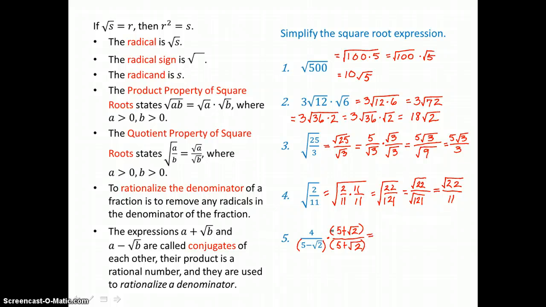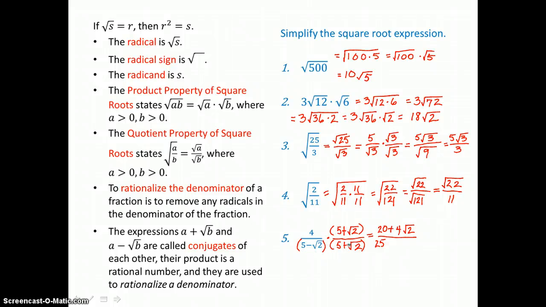So in the top we'll distribute: 4 times 5 is 20. And 4 times the square root of 2 is 4 square roots of 2. In the denominator, we're going to distribute. We'll have 5 times 5, that's 25. 5 times the square root of 2 is 5 square roots of 2, but when we start over, we have negative the square root of 2 times 5. That's negative 5 square roots of 2.